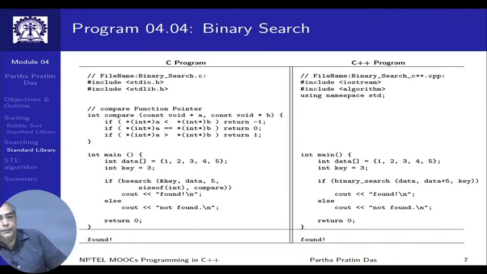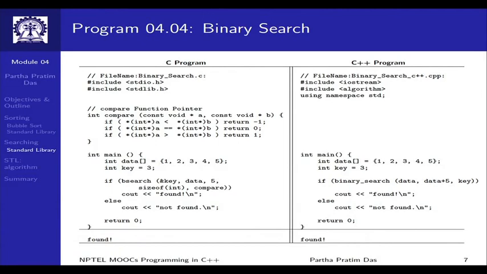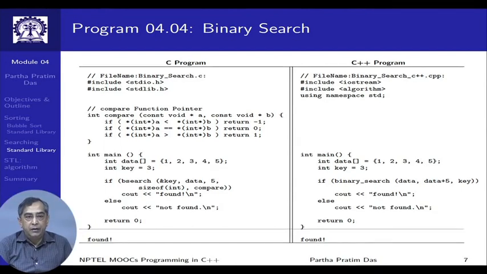Next we will move on to binary search. We all know that binary search is a very frequently used algorithm in programming, which, given an array of elements which are already sorted, can find out whether a given key exists in that array. If it does, then it can also say what is the position of that element in the array.